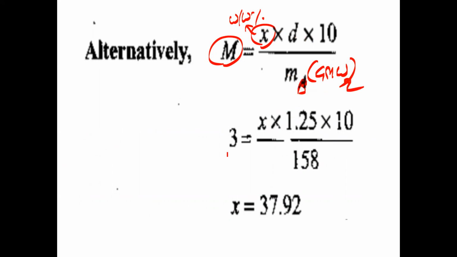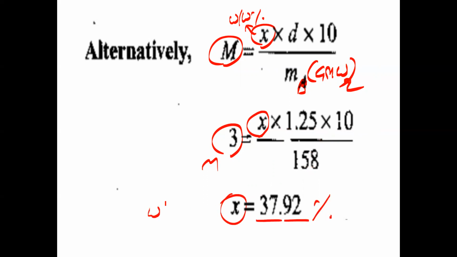This is part B. Now, molarity: how much? They gave 3 molar. 3 molar equals X, the W by W percent we have to get. Density is 1.25, 10, and the gram molecular weight of solute, how much? 158. Therefore, X is equal to 37.92%.